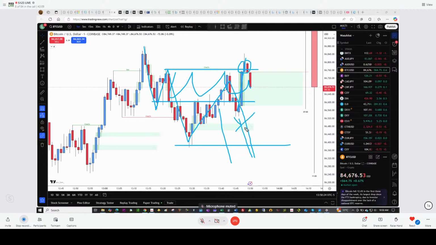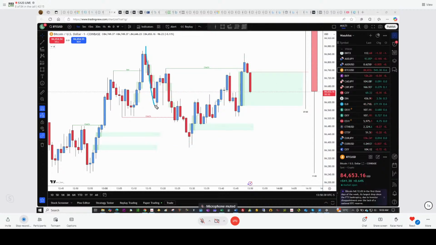And I see this happen on Bitcoin quite often. It's very unusual that they don't do that. So we get a nice 1, 2, 3. So essentially that would be A, B, and C.